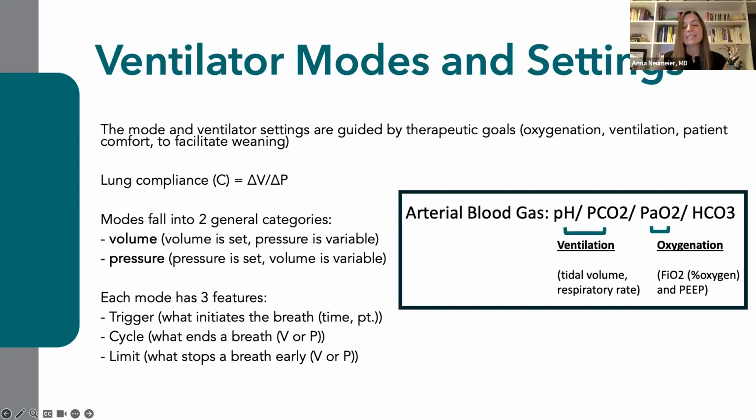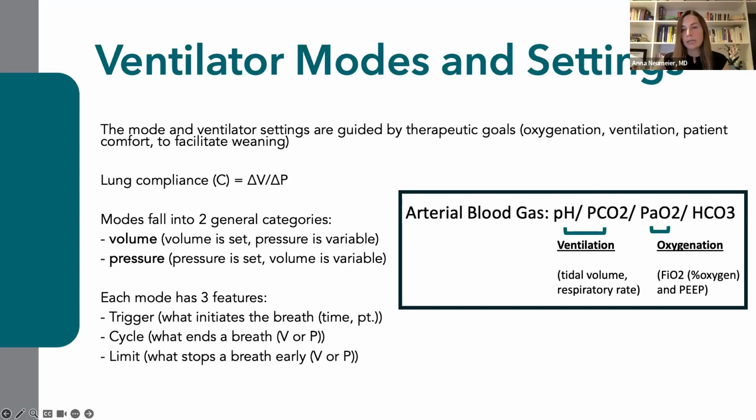What ends the breath is known as the cycle, and this is the target of the mode that is set. Meaning if it's a volume mode, it's the targeted volume, and if it's a pressure mode, it's the targeted pressure. Similarly, there's also a limit. Once again, either volume or pressure, which is the point in the ventilatory cycle where the ventilator will not apply more volume or pressure because the target has been reached.